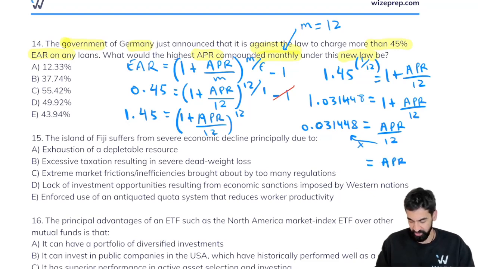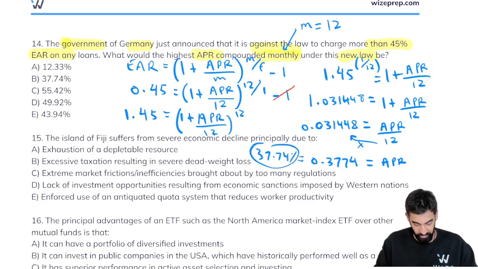And then lastly, you times 12 to cross multiply. So if I take this number times 12, I'm just keeping the answer in my calculator so there's no rounding. That'll give me 0.3774, which is basically 37.74%. If you times it by 100, that's B.